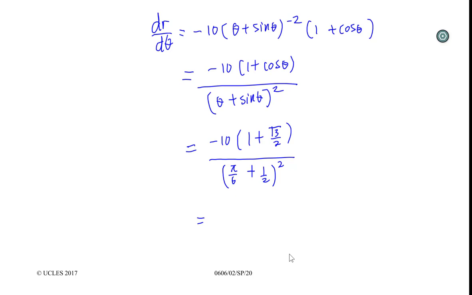Okay, -18.2. I hope this is correct. Yes, it is wrong. It's -17.8. Cos pi over 6, oh, change to radians. Yeah, square root 3 over 2. Correct. 1 plus square root 3 over 2. Ah, I forgot to square it, isn't it?